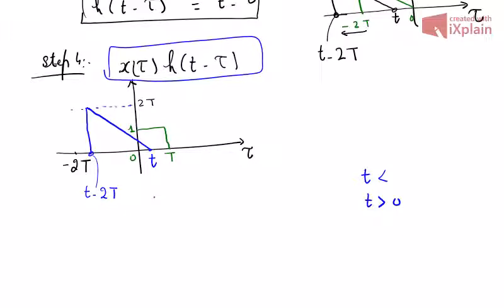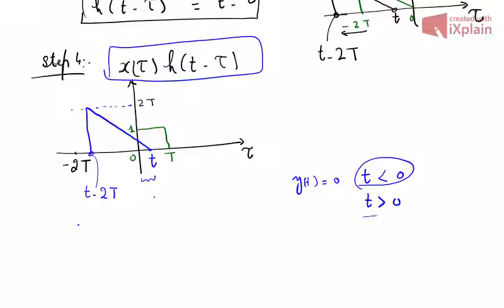Now, if you see the product, we have the product only from 0 to t. From 0 to t, and we are integrating. We have to integrate this product, because for the convolution, for the interval when t is less than 0, our y of t is actually 0, because there is no product.